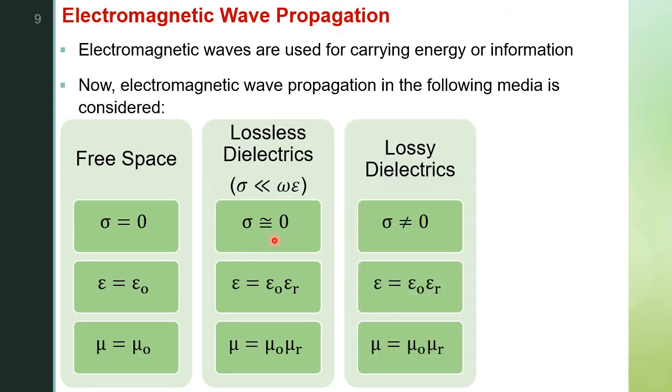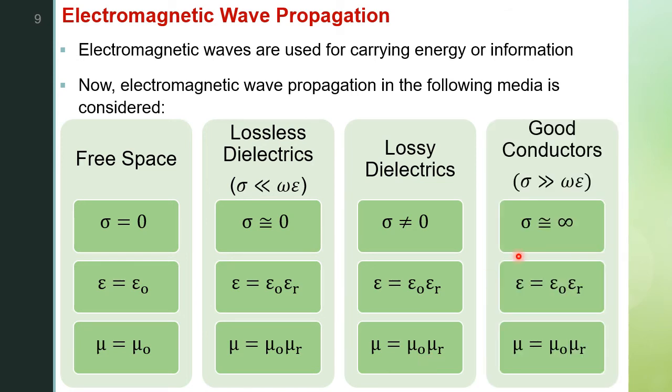The next medium is lossy dielectric. Here epsilon will be epsilon naught epsilon r and mu will be mu naught mu r, but it will experience certain losses as the signal propagates through the medium. And the last case is the case of conductors, where sigma is very much greater than omega epsilon. So sigma will be approximately equal to infinity, that is, sigma tends to infinity, since it is a good conductor. It will have high values of conductivity. The values of epsilon and mu remain the same.